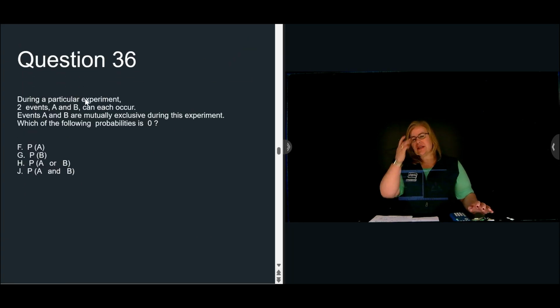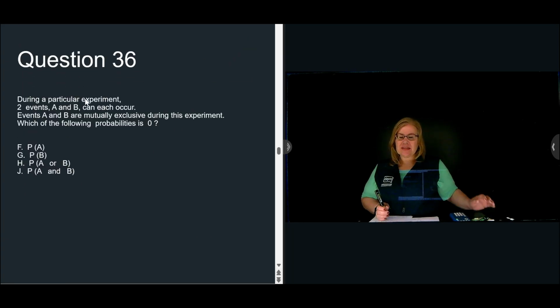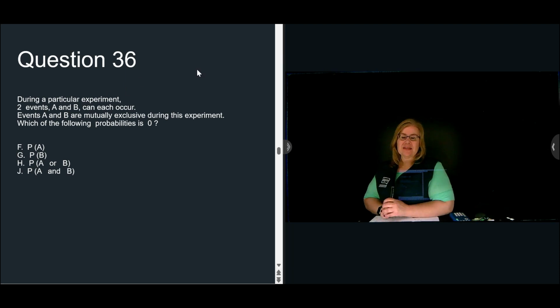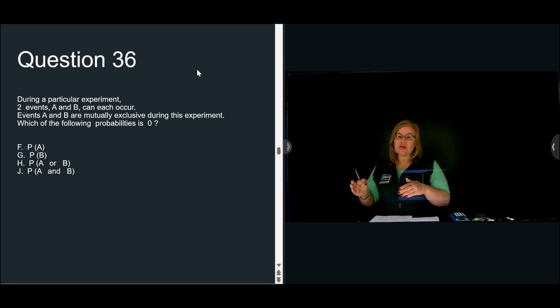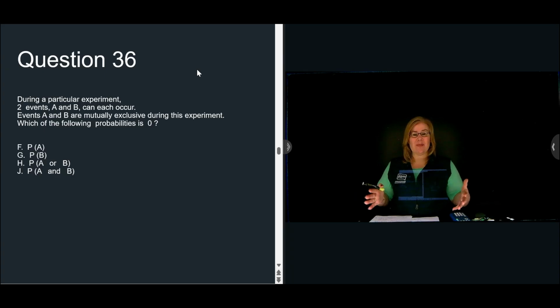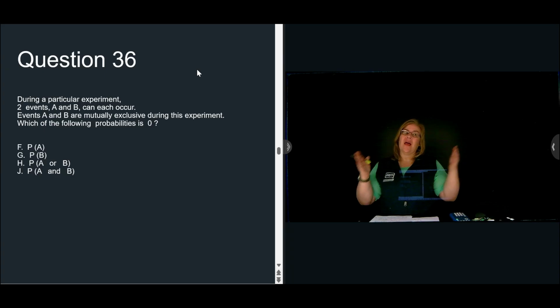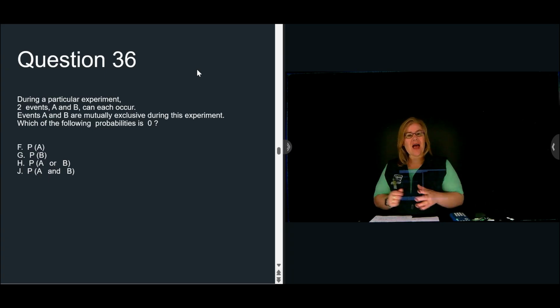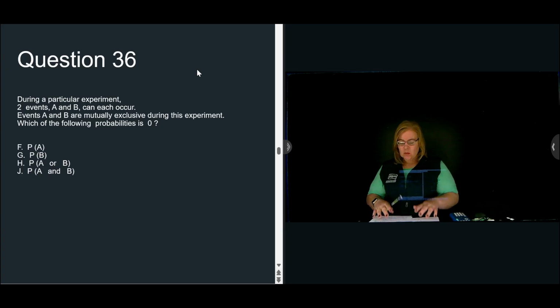Question 36 says, during a particular experiment, two events, A and B, can each occur. Events A and B are mutually exclusive during the experiment. Which of the following probabilities is 0? We need to remember what mutually exclusive means. That means they can't happen at the same time. A can happen and B can happen, but they cannot happen at the same time.